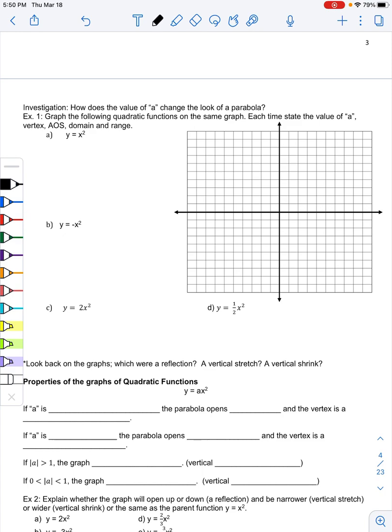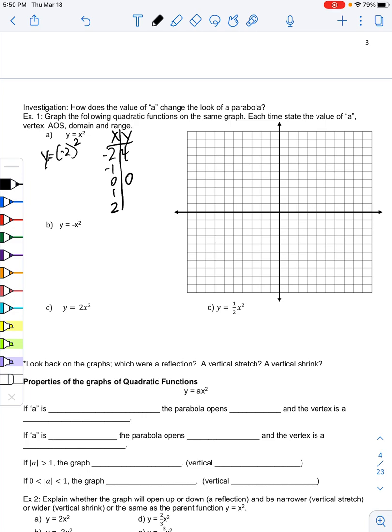I'm going to start with this first one. The values that I pick for a parent function would be -2, -1, 0, 1, and 2, because we always start with our vertex in the middle, and our vertex is at 0, 0. You pick 2 points to the left and 2 points to the right, and plug them into x squared. So when I have y equals -2 squared, make sure it goes in parentheses, -2 squared is a positive 4.